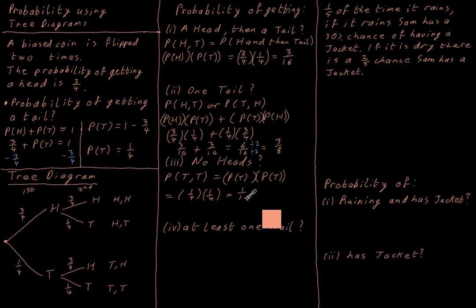And then what's the probability of getting at least one tail? So at least one tail. Well, that means I could have gotten one tail or 2 tails.